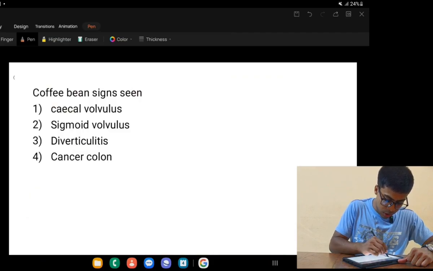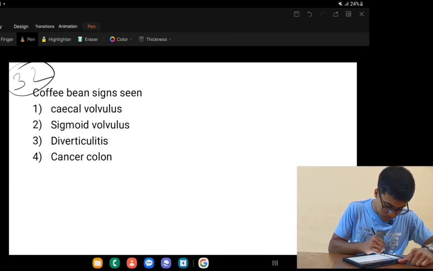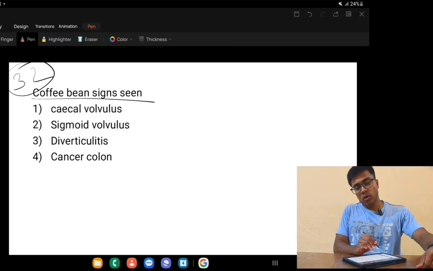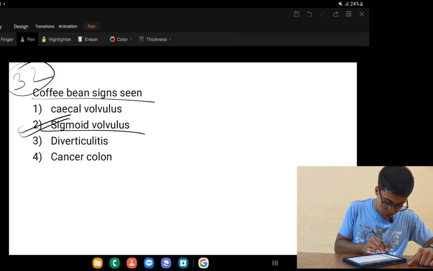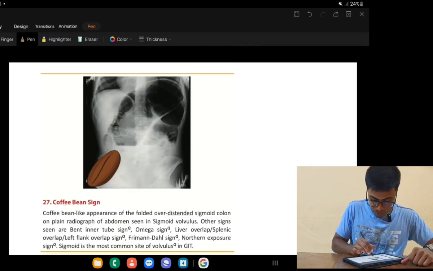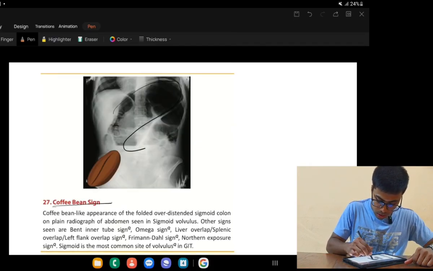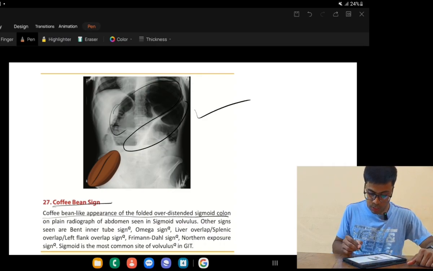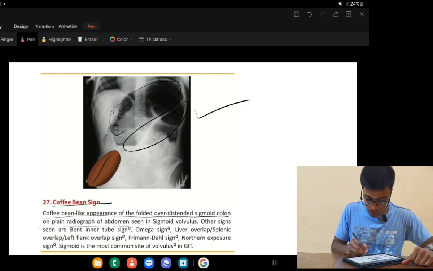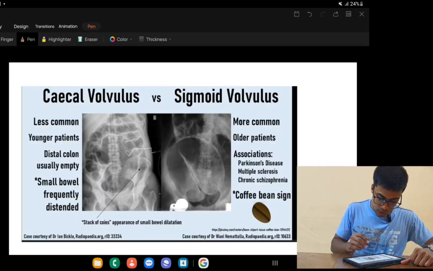So coming to the next question, that is question number 32. Coffee bean sign seen in. This question can be asked again. It's sigmoid volvulus. So you should know the difference between two conditions. The coffee bean sign is seen in sigmoid volvulus: appearance of the folded over distended sigmoid colon on plain radiograph of abdomen. Other signs are bent inner tube sign, omega sign, liver overlap, etc. So these two things can be seen.